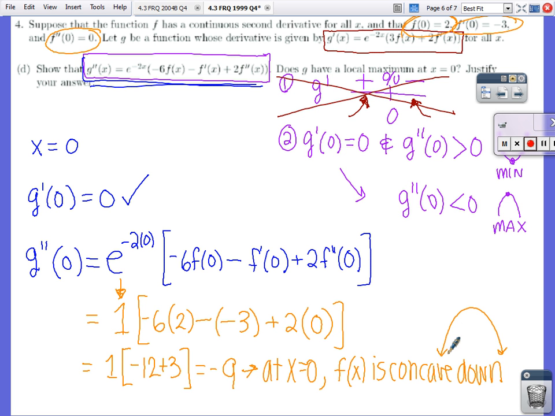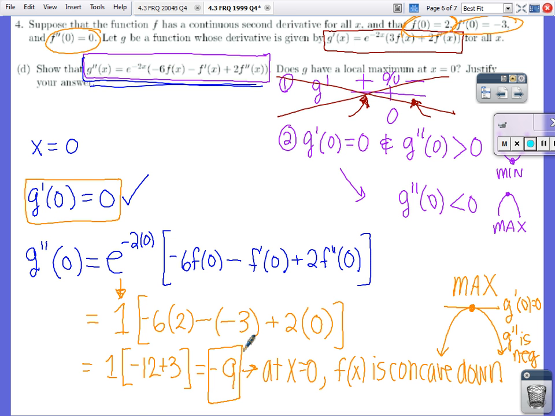But remember the very beginning, we know that the derivative there is 0. The only way that could happen is if at x equal to 0, there's physically a maximum. So the maximum tells us that the g prime of 0 is 0 and that the g double prime is negative, meaning concave down. So do we have a local maximum? Yes. We have a local maximum because of the second derivative test. The first derivative is 0, and the second derivative is negative, forcing the function to be concave down.